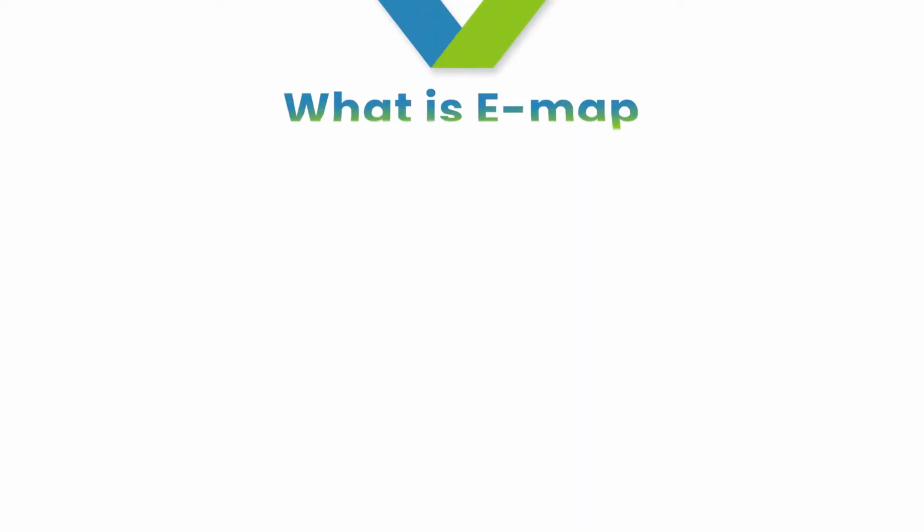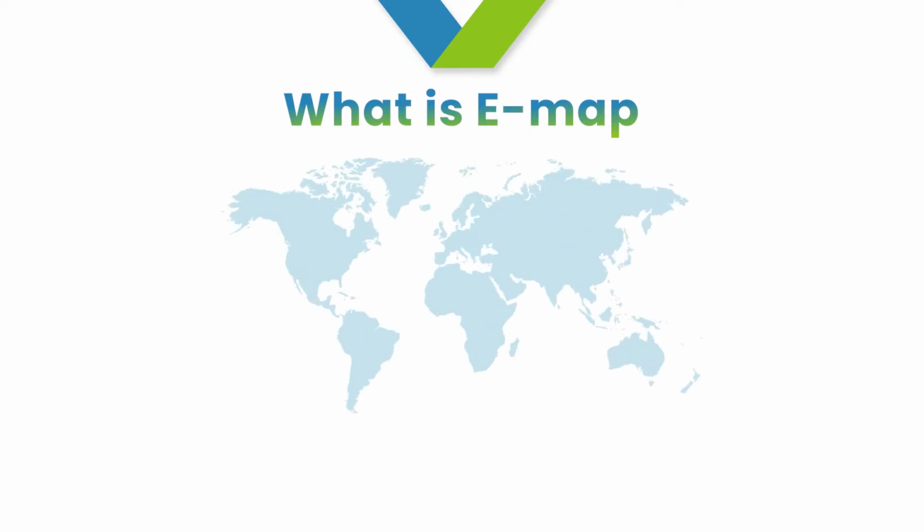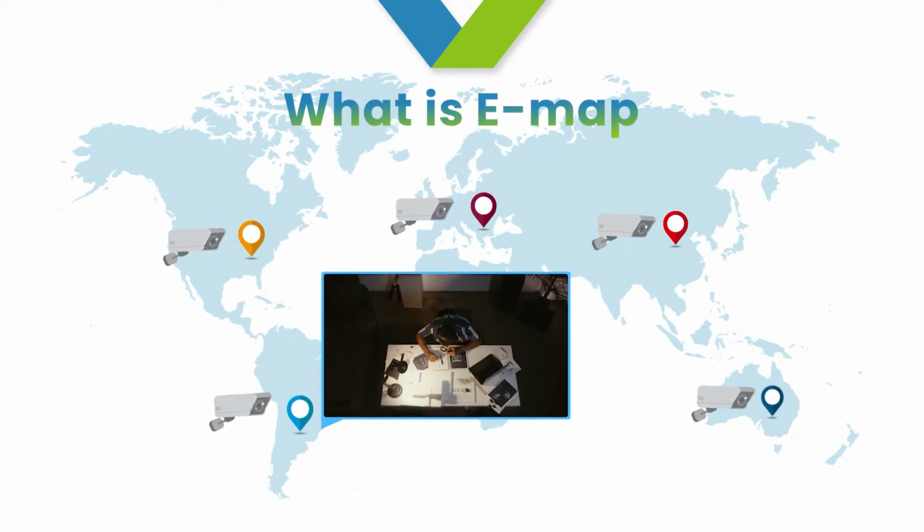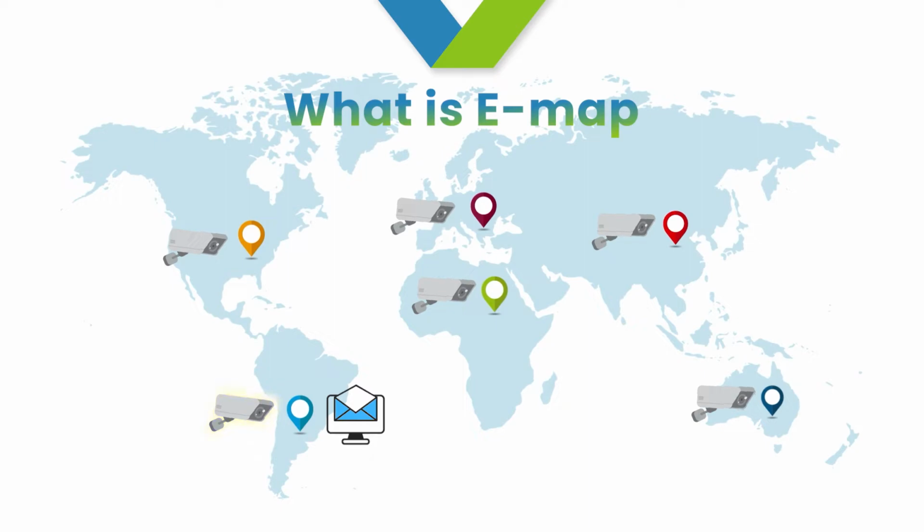Stay with us. What is EMAP? EMAP visually displays the positions and distribution of installed devices. You can access real-time views of monitoring channels on the map and receive notification messages on the electronic map when alarms are triggered.